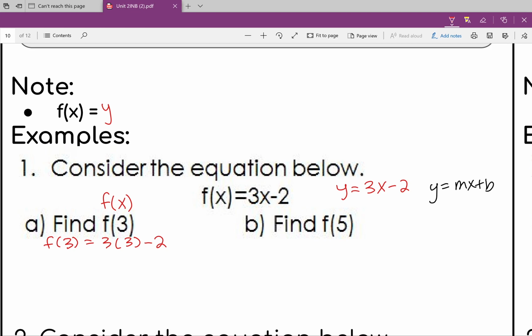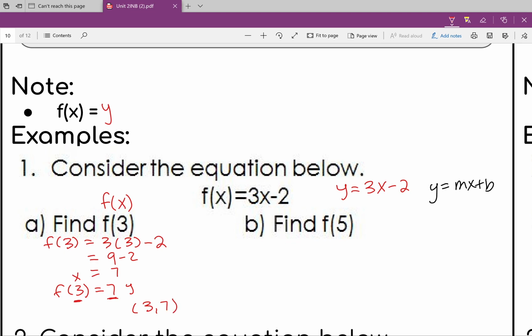So 3 times 3 is 9, and 9 minus 2 is 7. So f of 3 is equal to 7. We can also write this as an ordered point. Since this number here is x, and this number here is y, this is the same as saying 3, 7.